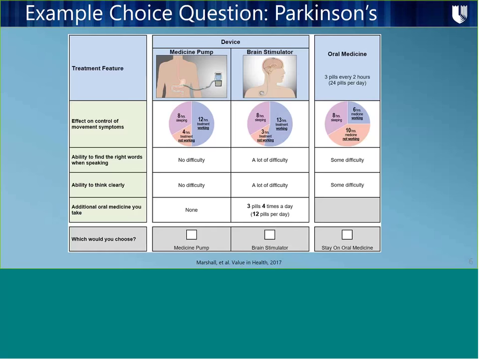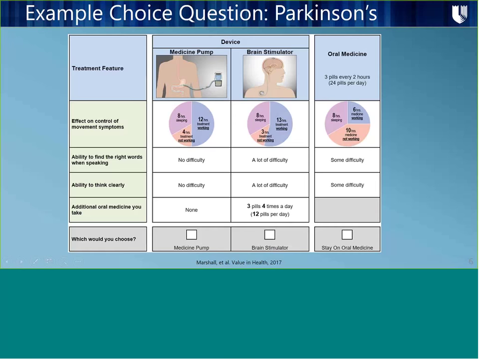Now, this is an example discrete choice experiment question. As you can see here, we have 4 columns. The first one lists the features or attributes that are studied with this specific experiment. This is an example choice question from a Parkinson study that was published in 2017, looking at different alternatives to deal with Parkinson's symptoms. In this case, you can see that we're presenting 2 device options and an oral medication alternative. Under each of these device alternatives, you can see a description of how these devices perform under each of the attributes. And so respondents were given the opportunity to select either a medicine pump, a brain stimulator, or an oral medicine.